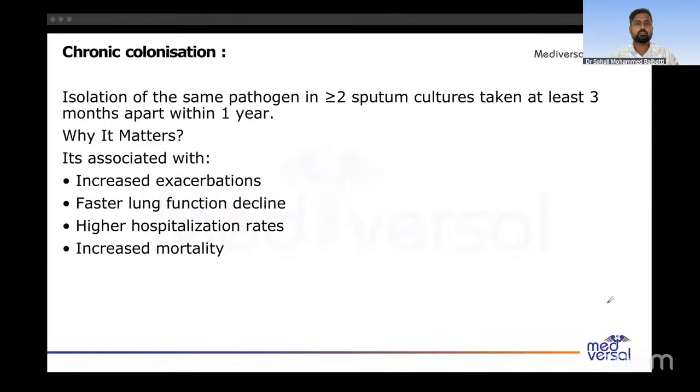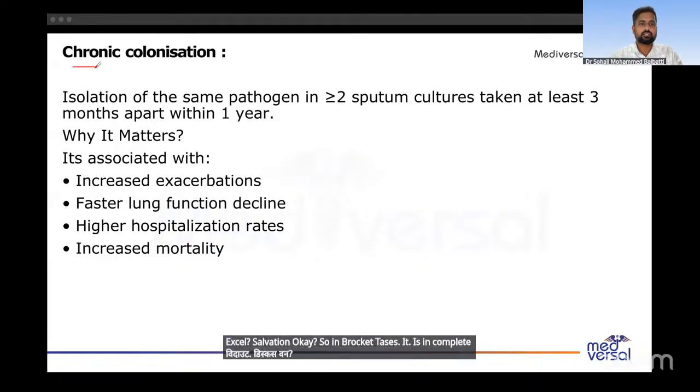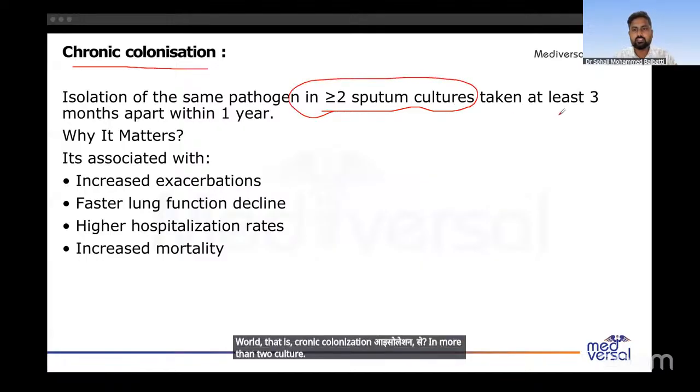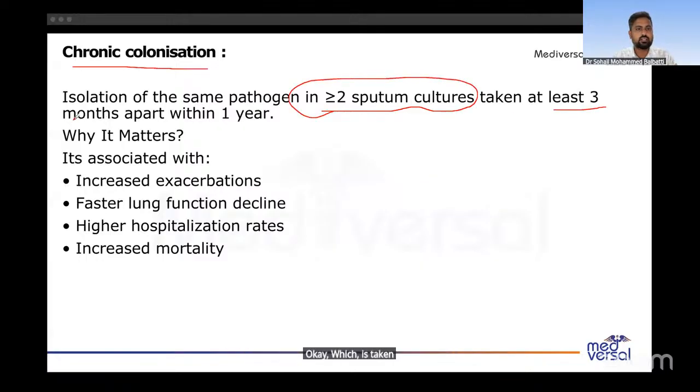So in bronchiectasis, it is incomplete without discussing this one word, that is chronic colonization. So chronic colonization is isolation of the same pathogen in more than 2 sputum cultures, which are taken at least 3 months apart. This is an ideal definition. In 1 year, 3 months apart, 2 sputum cultures from a bronchiectatic patient show the same pathogen growth. So that is the meaning of chronic colonization.